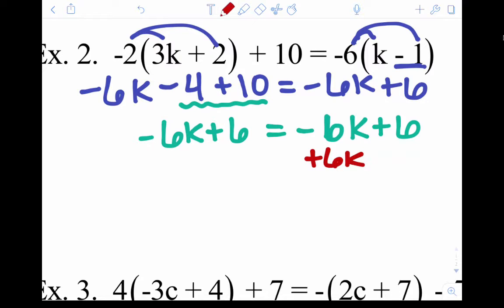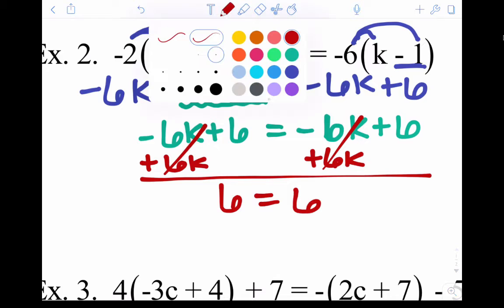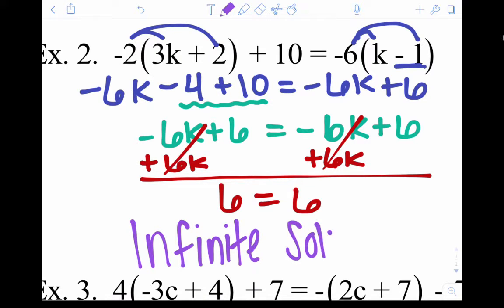I'm going to add 6k because I have a negative 6k that I want to move to the left side of this equation. When I do that, my 6k's cancel out and I'm left with 6 on the left side. My 6k's cancel out on the right side and I'm left with 6 as well over there. So I have 6 equals 6. If you look back up into your box, that is a true statement. So that means that this has infinite solutions. So this means that no matter what number I choose to plug in for k, the left side of this equation is always going to equal the right side.